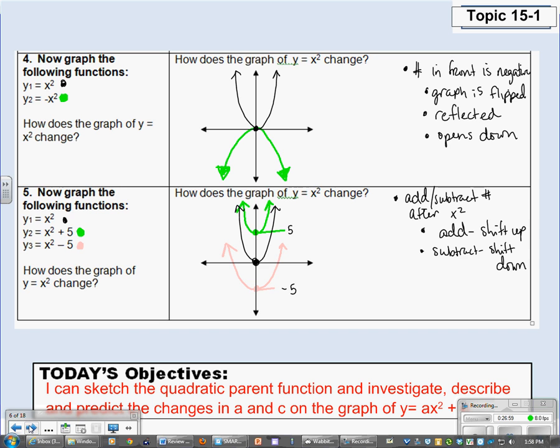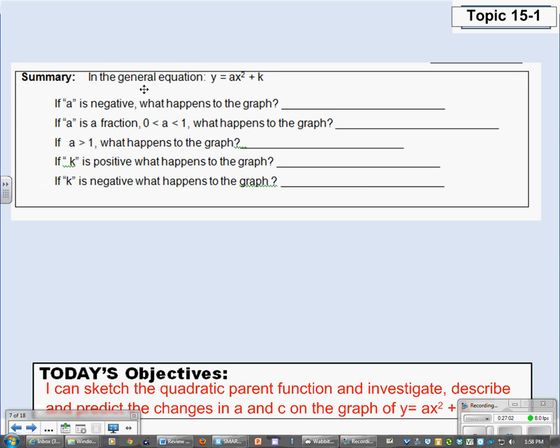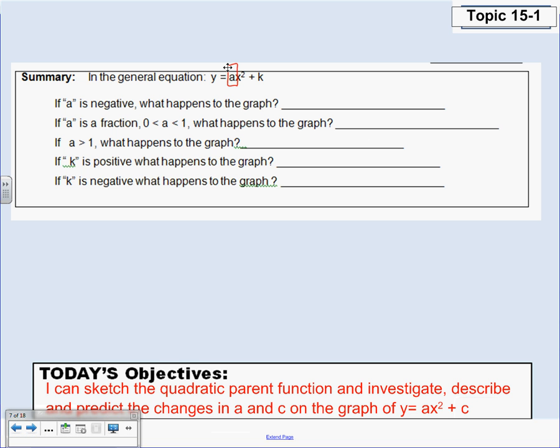So now we are going to summarize what we have learned. In the general equation, a x squared plus k. So I changed the variable to a k. That's okay. Down here in our objective, it was a c, but it's okay. We're looking at if a is the number in front of the x squared. If that number is negative, in example 4, we saw that the graph will open down. It opens down, or we can say it's flipped, or we can say it was reflected.